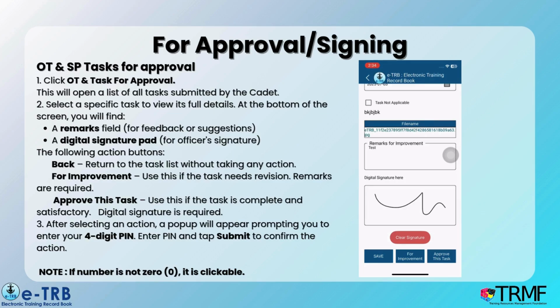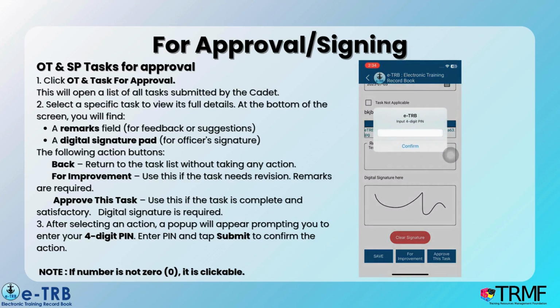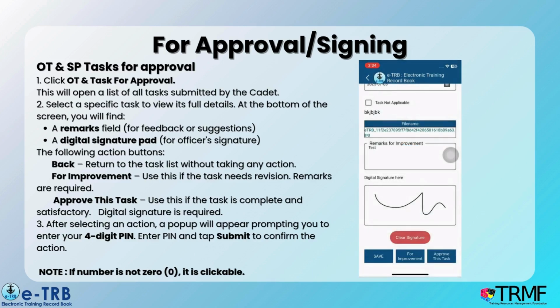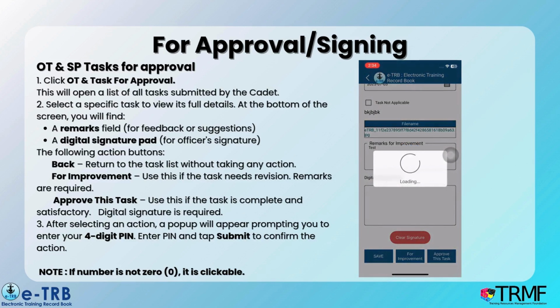3. After selecting an action, a pop-up will appear prompting you to enter your 4-digit PIN. Enter PIN and tap Submit to confirm the action. Note: if number is not 0, it is clickable.